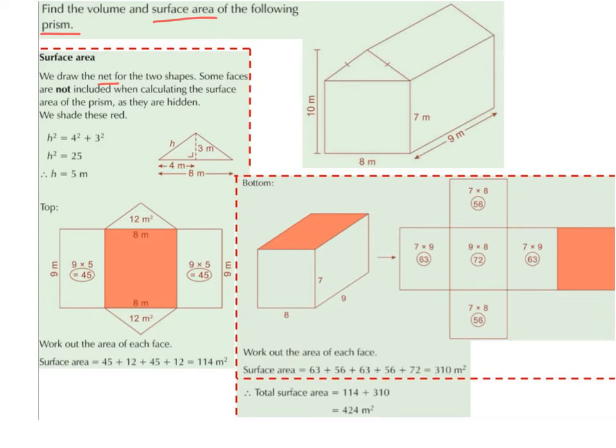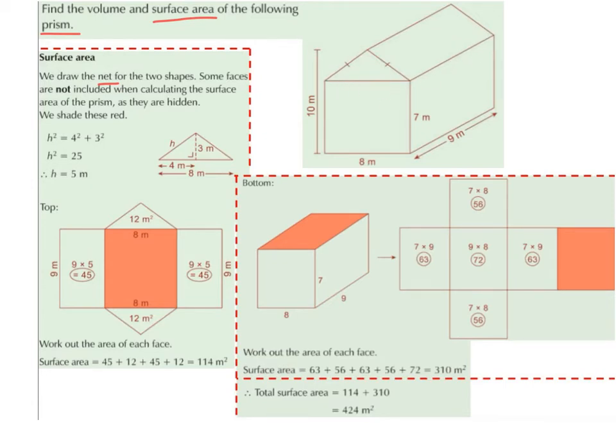Likewise, if we were to take the rectangular prism at the bottom, we would have the front, which is a rectangle. We'd have the side, which is a rectangle. We'd have a top as well, which is shaded in red. But again, that's not going to be included because it's stuck on to our triangular prism at the top.